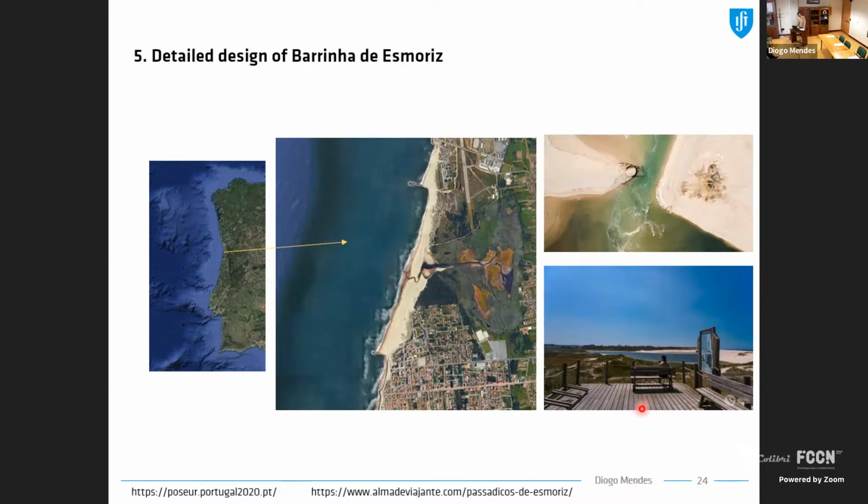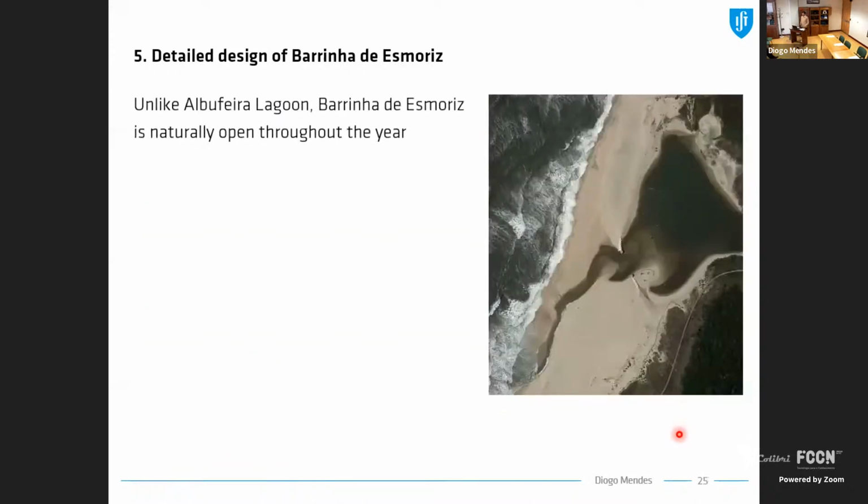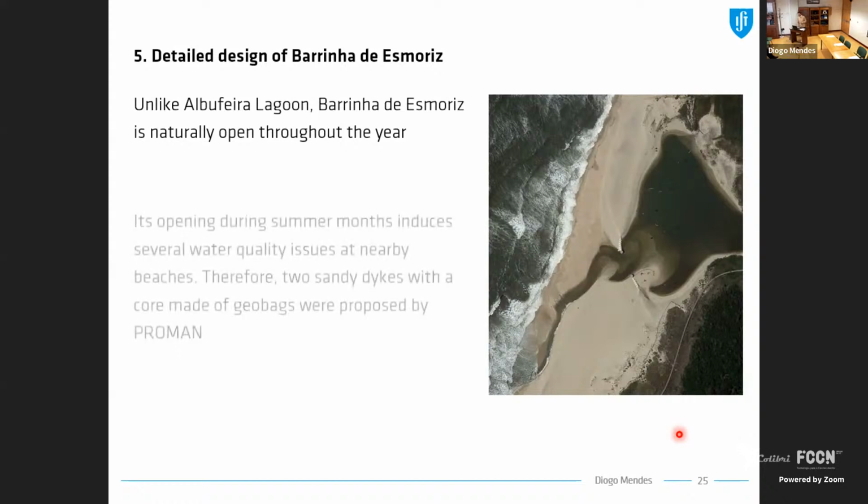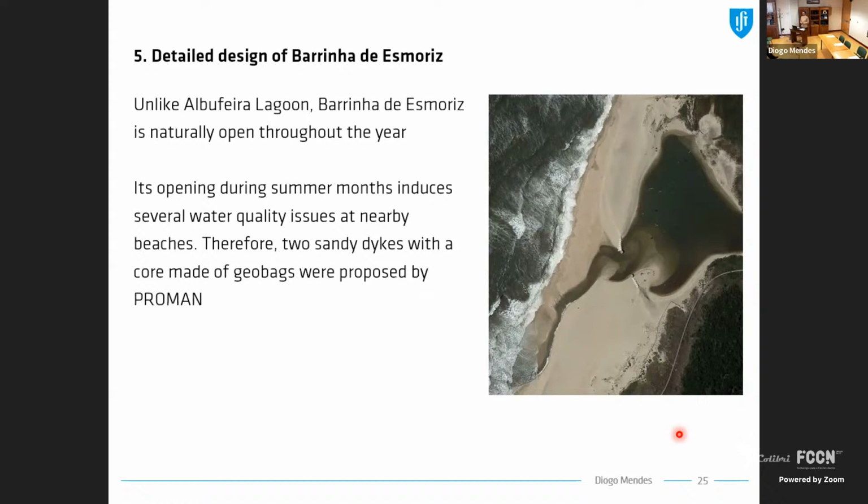And one important aspect of this Barrinha de Esmoriz is its recreational and tourism value that is highly appreciated by tourists along this area. So, unlike Albufeira Lagoon, Barrinha de Esmoriz is naturally open throughout the year. So here the problem is slightly different than Albufeira Lagoon. Its opening during summer months induces several water quality issues at the nearby beaches.